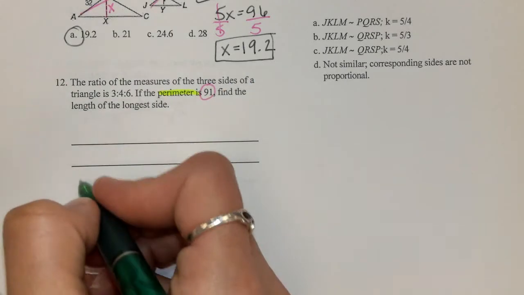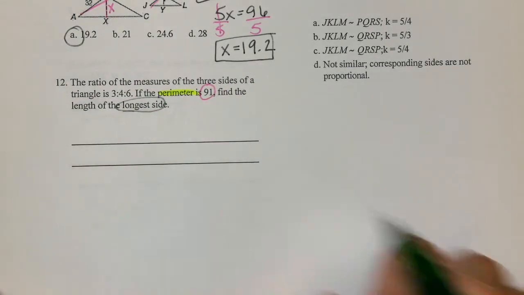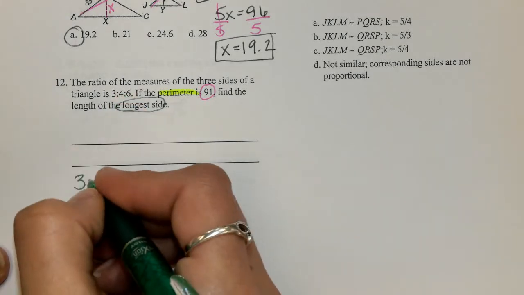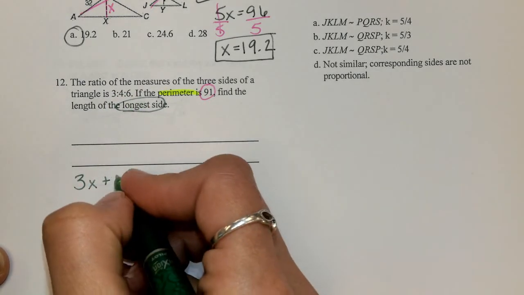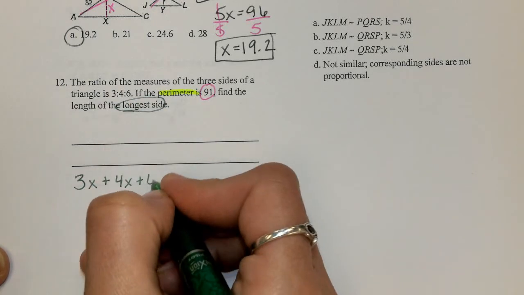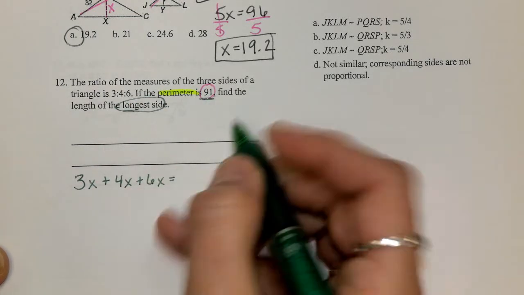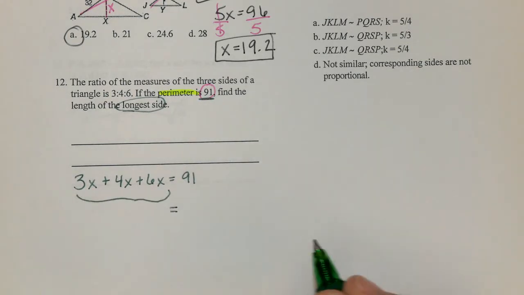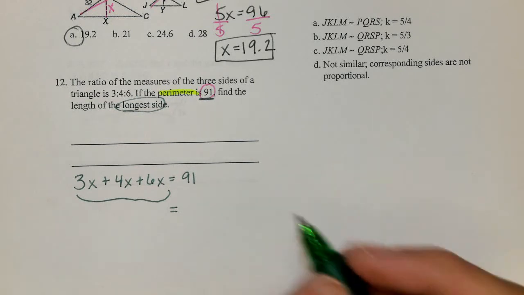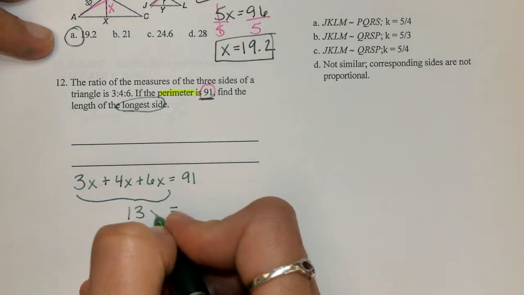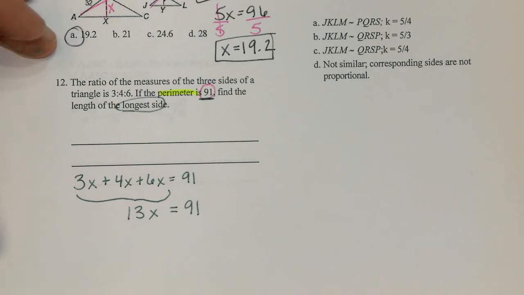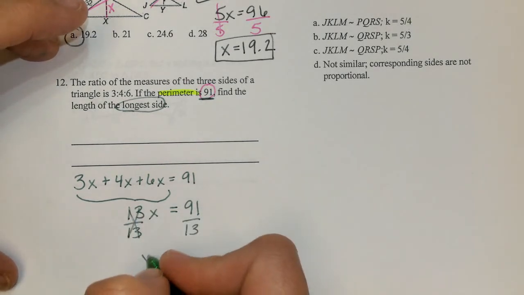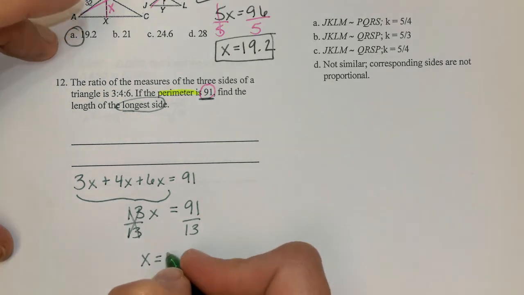Okay, so I'm going to take that. We want to find the longest side, so we're going to have to substitute back in. So here I'm going to have my 3x, plus my 4x, plus my 6x, now all equal to the perimeter of 91. First things first, ladies and gentlemen, please combine those like terms. Nothing's changed here, okay? We're going to wind up with 13 x's equal to 91. Divide both sides by that 13. Believe it or not, it comes out to a whole number. X is going to equal 7.